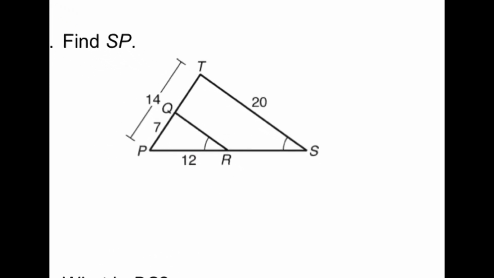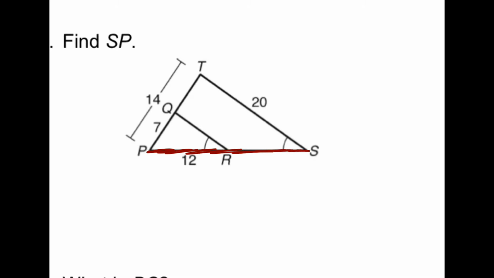Number 8 asks us to find SP. So there's lots of different measurements in this triangle, and it's tempting to try to just figure out some of the blank ones, but we have to figure out what SP actually is. SP is this entire bottom of the larger triangle.